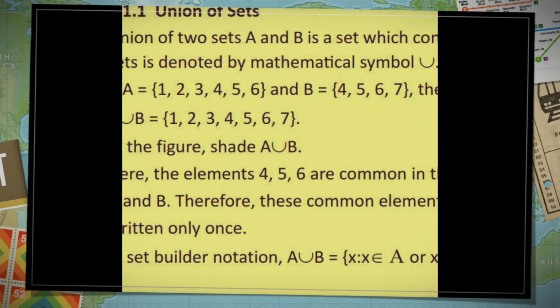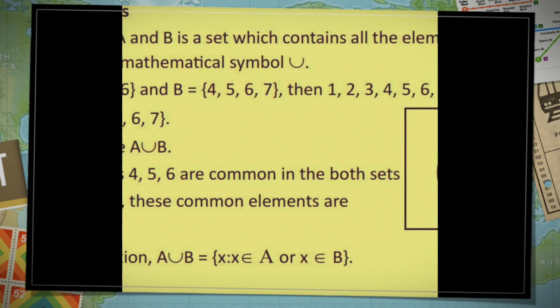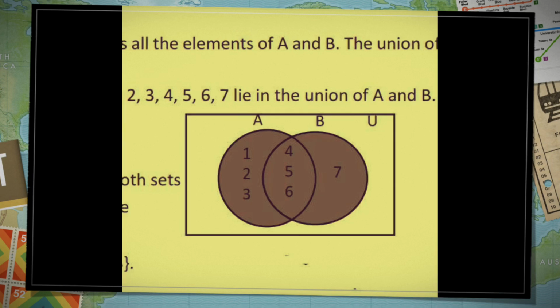And in set builder notation we can write A union B is the set of X such that X belongs to A, or X belongs to B. We write only those X which belong to A or which belong to B. And you can see in this Venn diagram, A union B is denoted by the shaded portion.